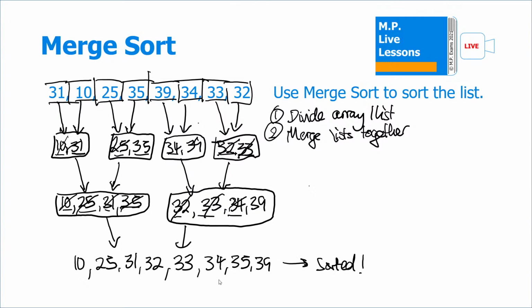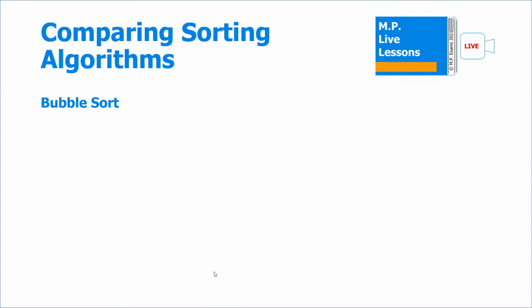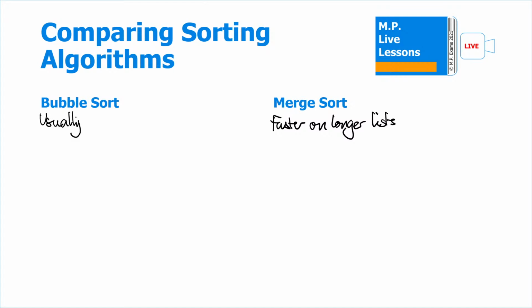And once again, you need to compare the two algorithms, bubble sort and merge sort. Now, in terms of running time, as we can see, merge sort is faster on longer lists, whereas bubble sort is usually slower. And we reintroduce our best and worst case scenario again. Bubble sort can sometimes be faster than merge sort, so it's faster, its best case, when the list is already sorted.